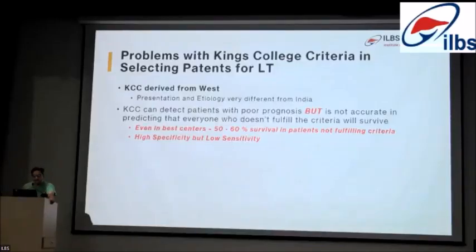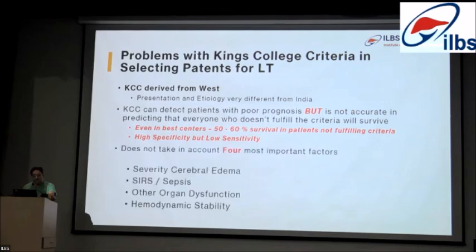And we need to realize this. So even in the best centers, among those who don't satisfy the criteria, 50 to 60% die if they have SIRS, sepsis, and cerebral edema. So there is a high specificity here, but a very low sensitivity in terms of selecting patients for transplantation. And what are the problems with KCC?